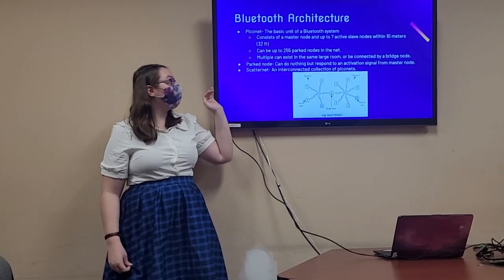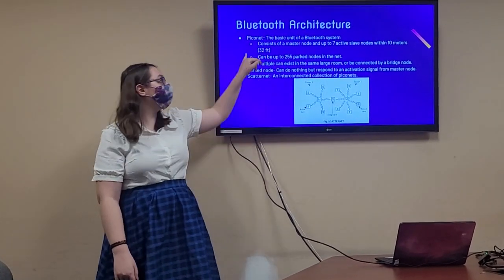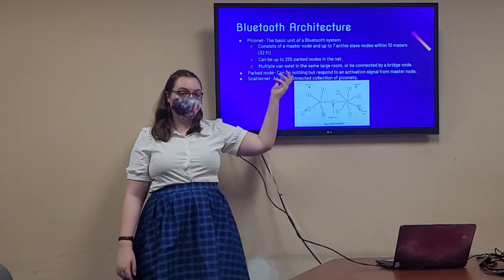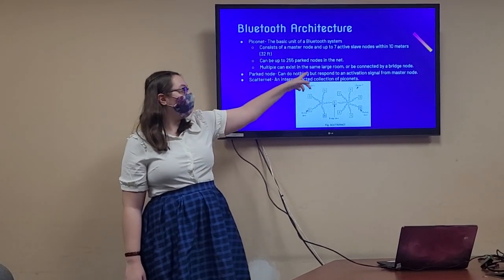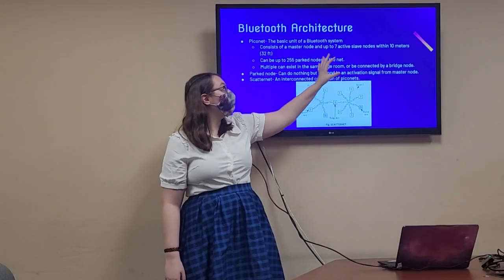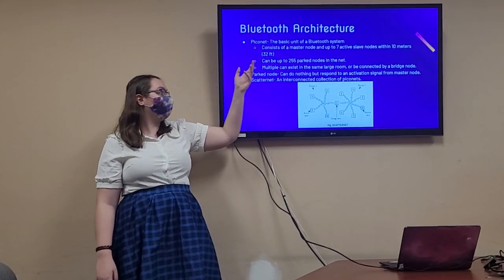So Bluetooth has an interesting architecture. There are piconets, which are the basic units of the Bluetooth system, and they consist of a master node and up to 7 active slave nodes within 10 meters of itself, which is 32 feet.